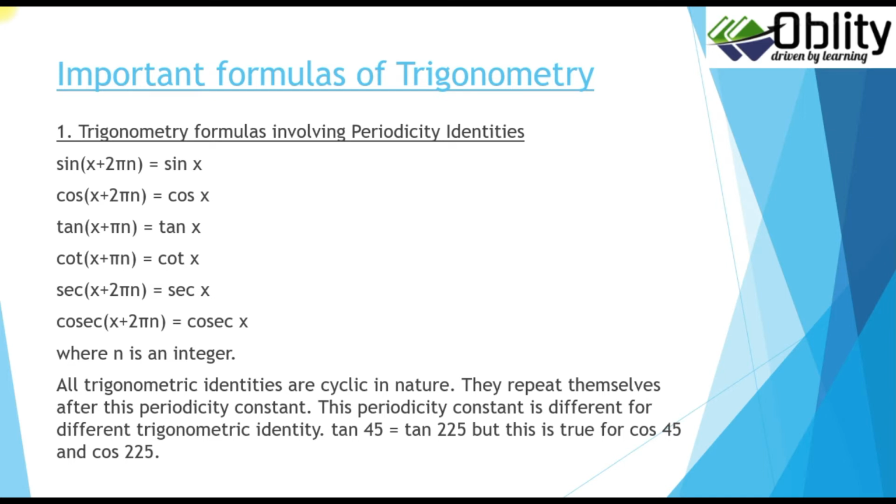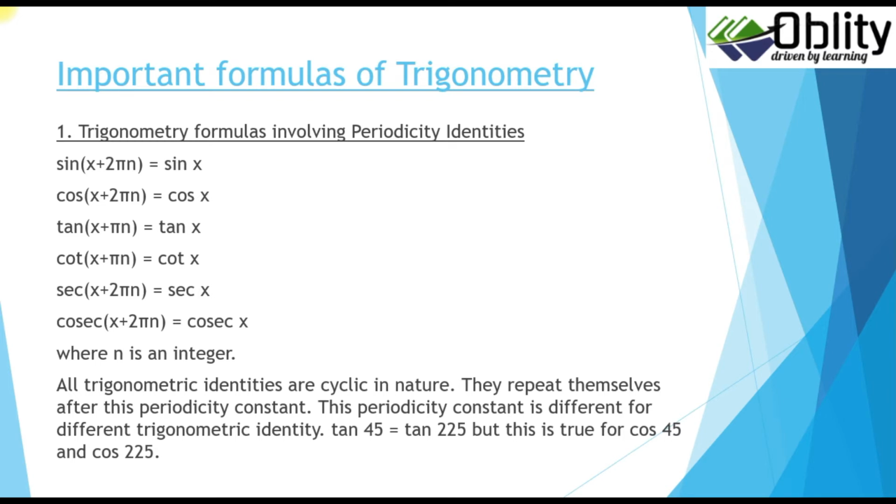All trigonometric identities are cyclic in nature. They repeat themselves after this periodicity constant. This periodicity constant is different for different trigonometric identities. Tan 45 equals tan 225, but this is not true for cos 45 and cos 225.